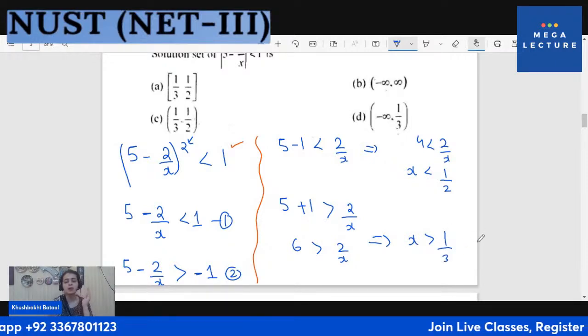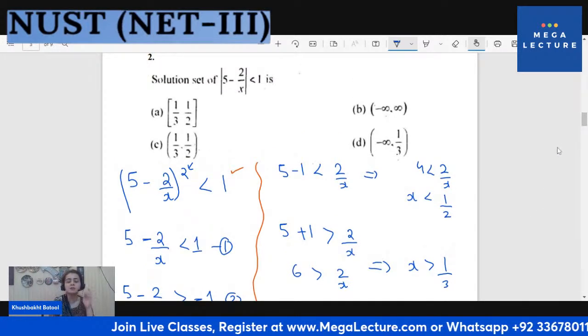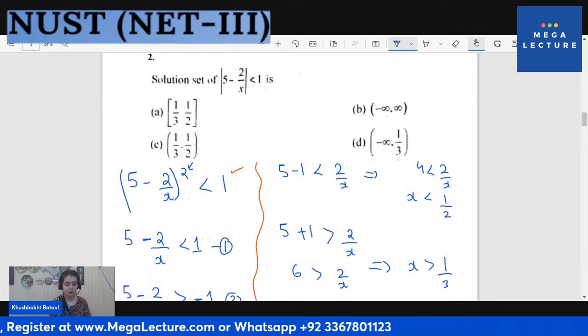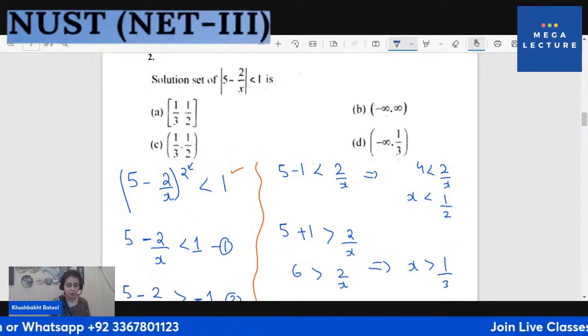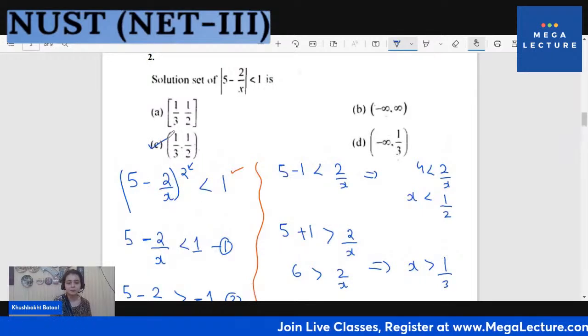Now it's very simple. X is greater than 1 by 3 and it is less than 1 by 2, and we only have values between 1 by 3 and 1 by 2, right? That is, 1 by 3 and 1 by 2 are not included. So we would be going with the soft brackets and the answer is going to be C.